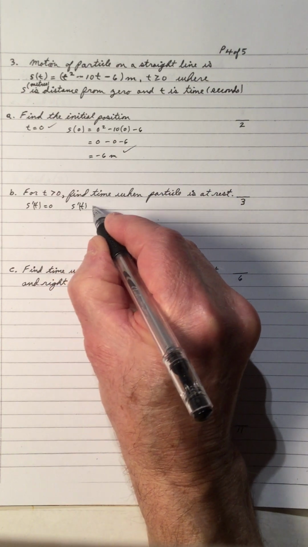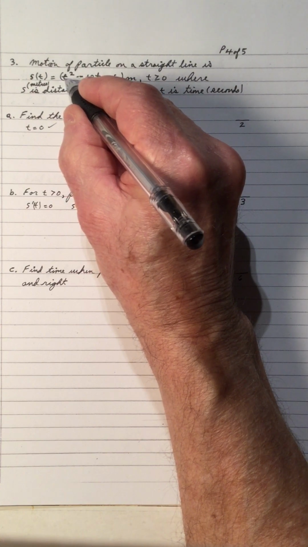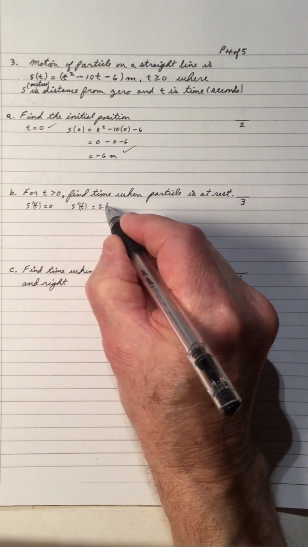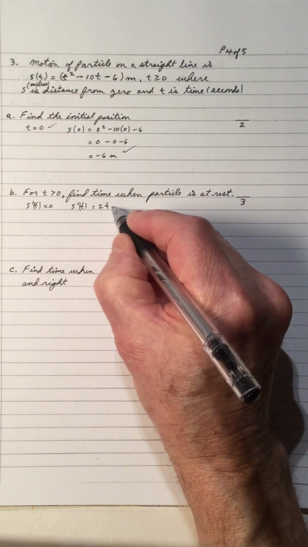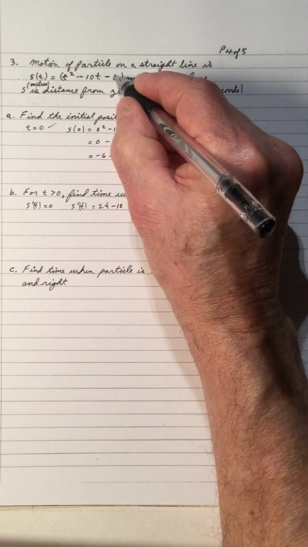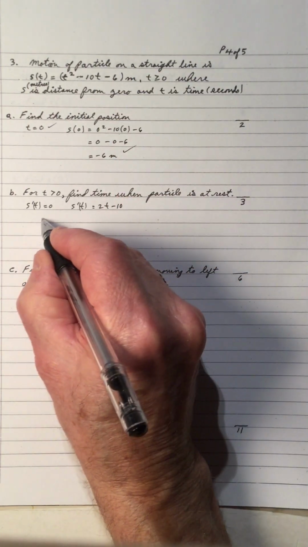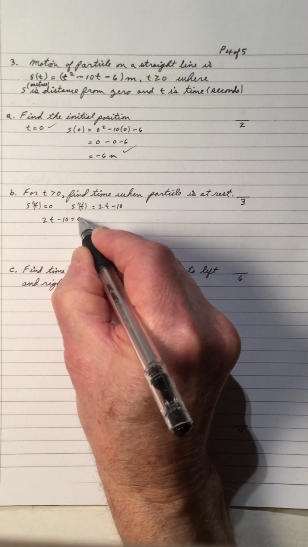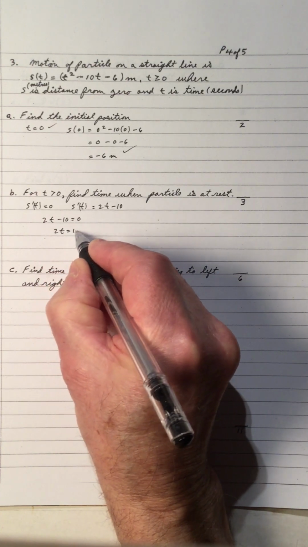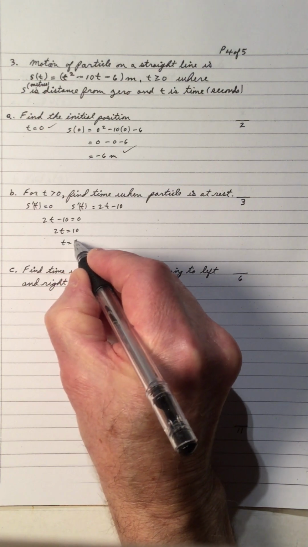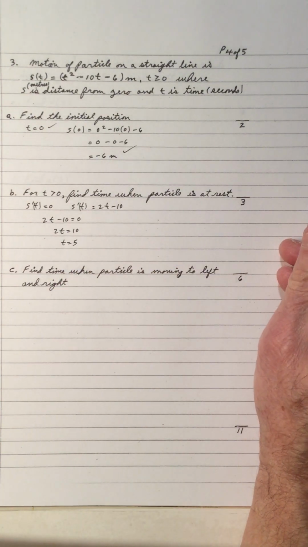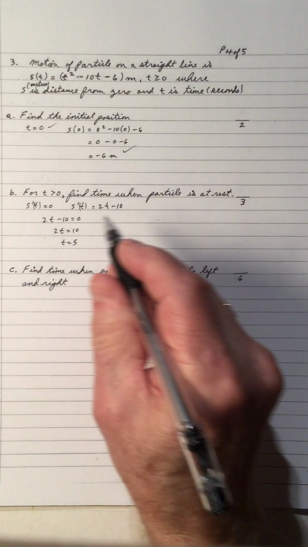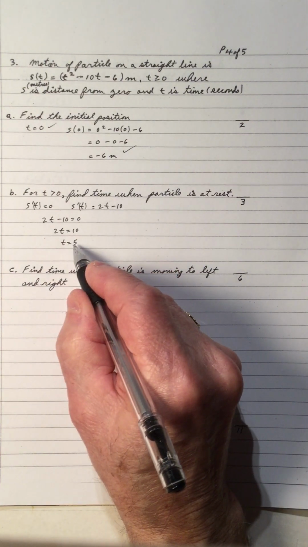So s prime t, we find the derivative. The derivative of t squared is 2t. Derivative of negative 10t is negative 10. Derivative of negative 6 is 0. So that means that 2t minus 10 is equal to 0. 2t is equal to 10. T is equal to 5. And it's at rest at 5 seconds.